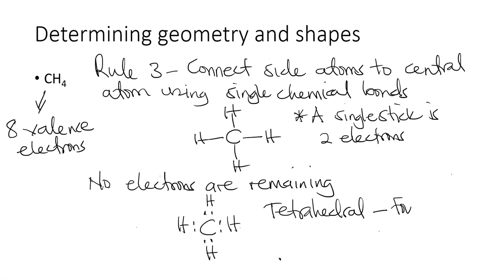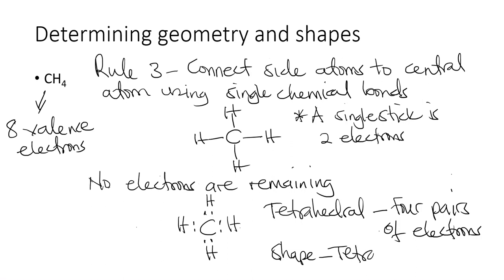So this is 4 pairs of electrons. So the geometry is tetrahedral, and the shape is also tetrahedral because we have 4 chemical bonds here and no non-bonding pair. So we have 4 chemical bonds, no non-bonding pair. So the shape is also tetrahedral.